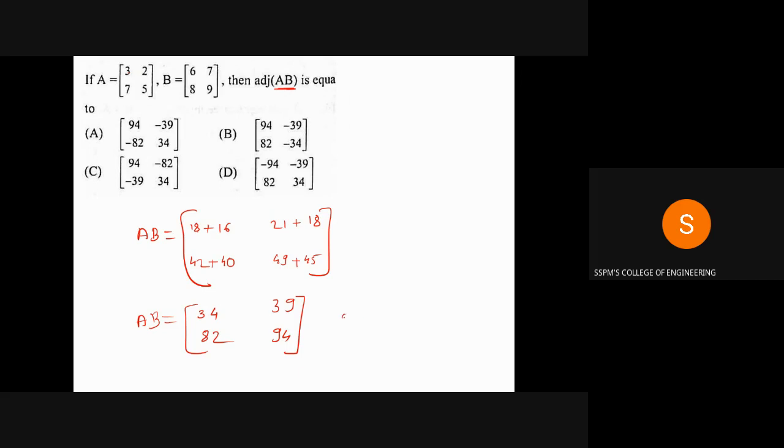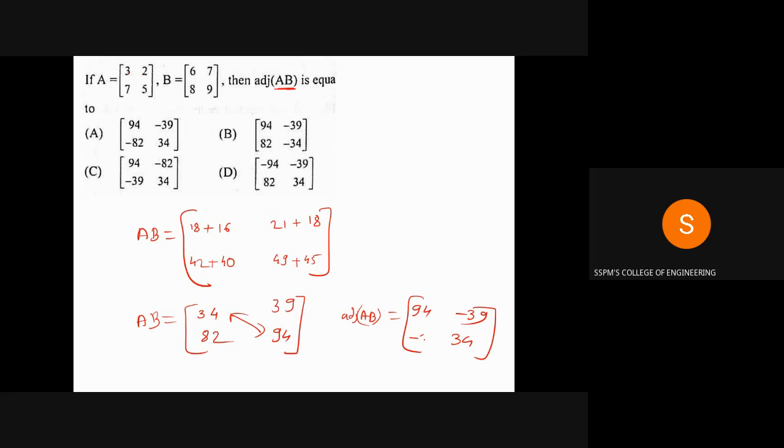What is adjoint? Adjoint of AB. Adjoint AB is equal to what? How to find adjoint? We will interchange these two elements. Therefore 94 here, here 34. 39 becomes minus 39, 82 becomes minus 82. A will be the correct option.